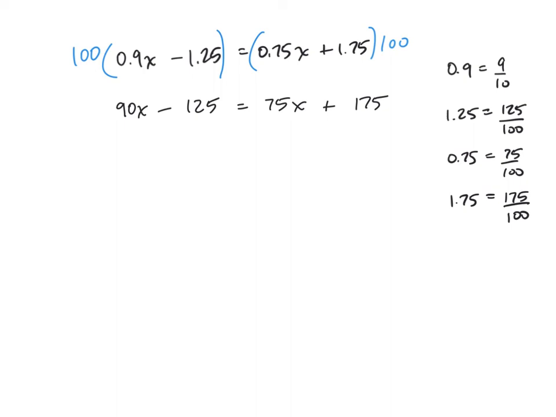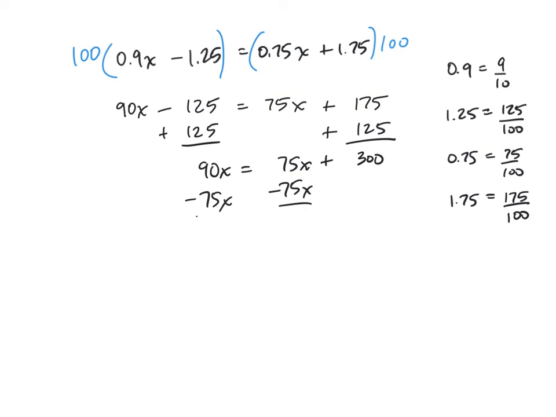We've got variables and constants on both sides. So I'll just start by adding 125 to both sides. So this should be 300. Still have the 75x. And we have a 90x there. Subtract 75x from both sides. This is 15x. And now we just have to divide both sides by 15. So we should get x equals 20.